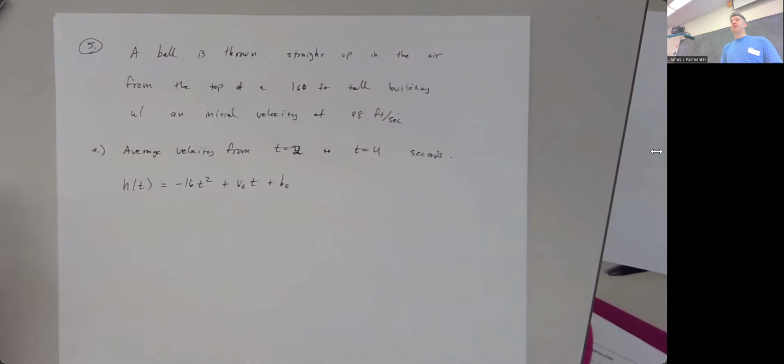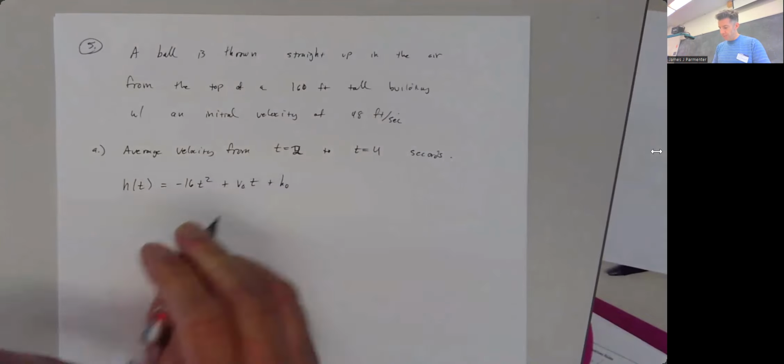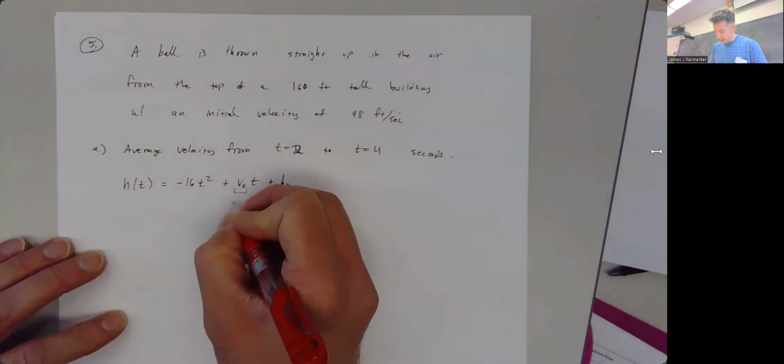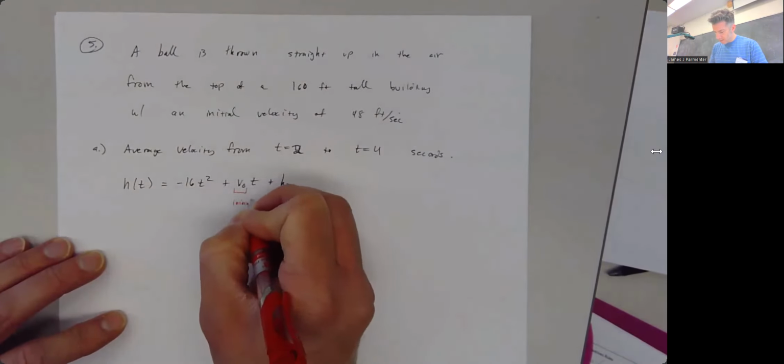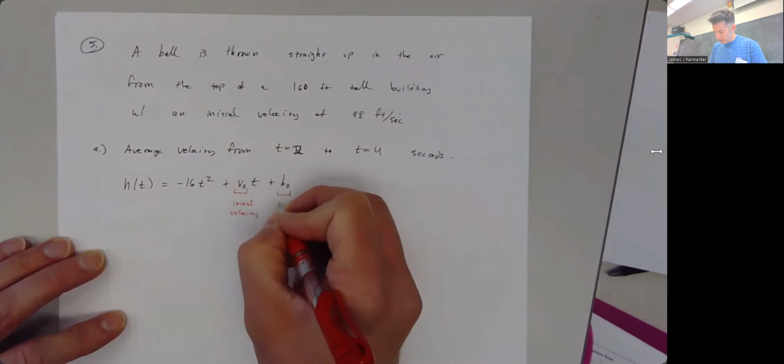V sub 0, that's V naught, or also known as the initial velocity. So these things here are just placeholders. V naught is the initial velocity, and h naught is the initial height.